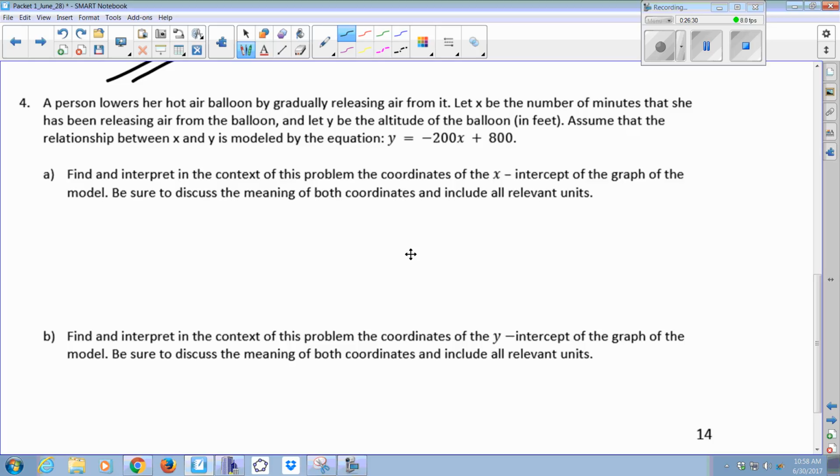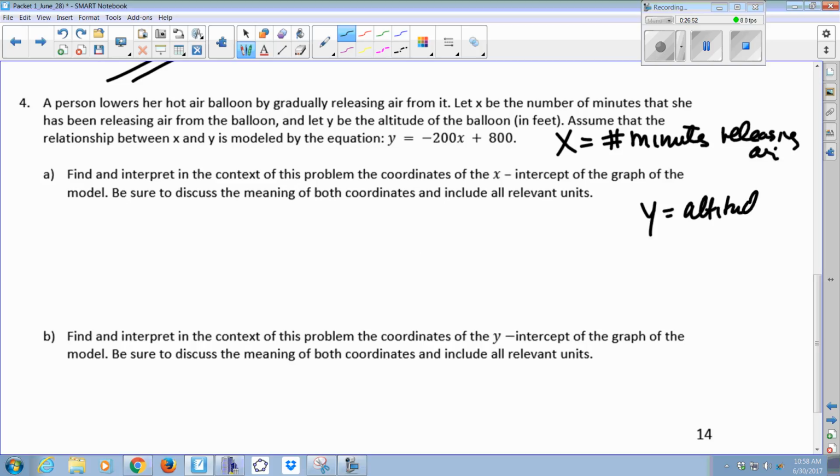All right, let's take a look at the next problem. A person lowers her hot air balloon by gradually releasing air from it. Let X be the number of minutes she's been releasing air from the balloon. I always write that out. Number of minutes releasing air. And Y is going to be the altitude of the balloon in feet, X minutes after she's released the air.